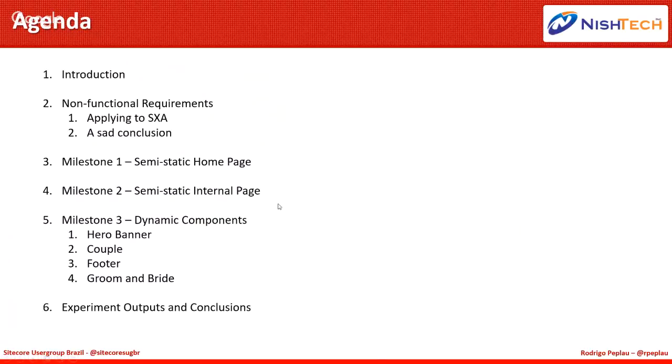Right. So here's a quick agenda. I will talk about the non-functional requirements of the experiment. Talk about the 3 milestones that we divided the experiment into and the outputs of these experiments.